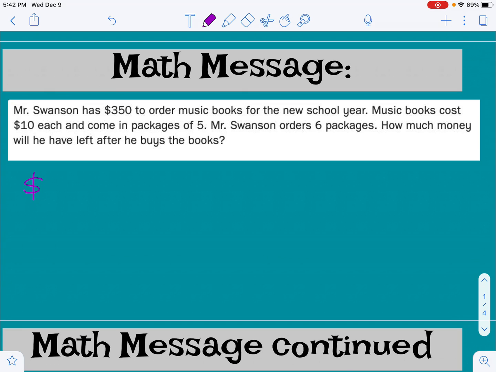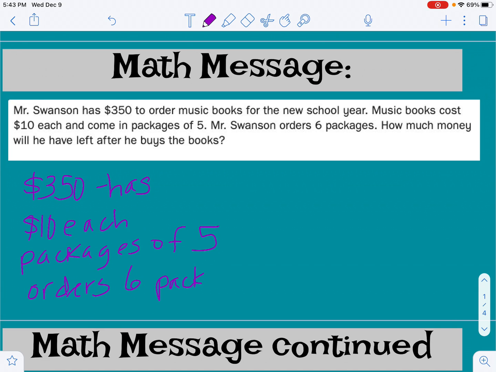Lots of information here. I'm going to start out by just making note of the information. He has $350. We've got books that are $10 each, but they are in packages of 5. And he orders 6 packages. I just like to pull the information out of the problem for myself so I don't get confused.